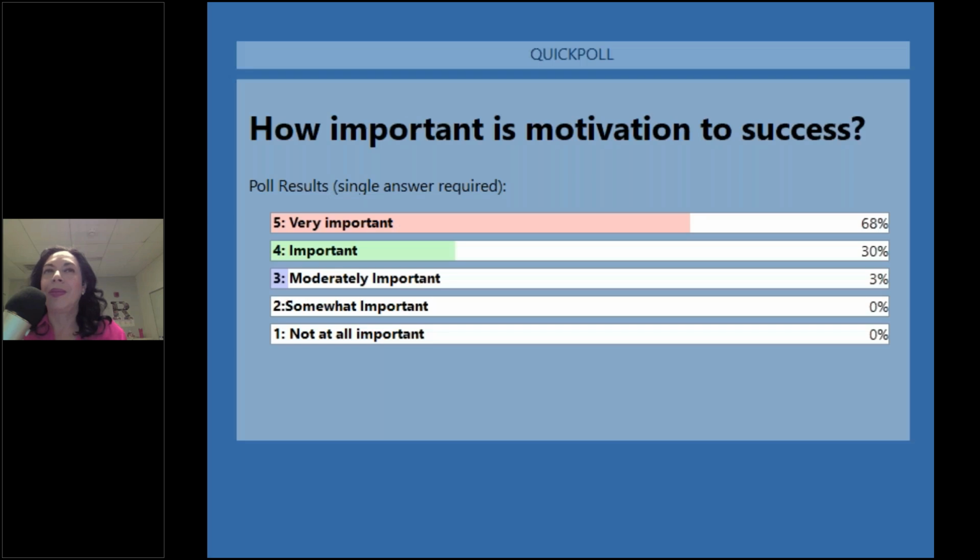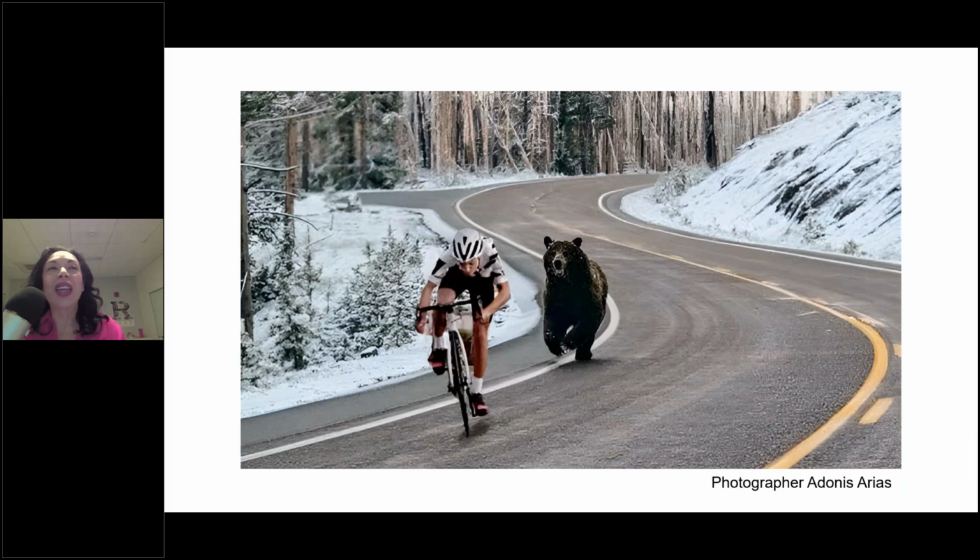All right, so this is really interesting. So we're seeing 68% say very important, 30% important, only 3% moderately important, and nobody picked 1 or 2. And we have a lot of people in here today. All right, sounds good. I can't see the poll, but thank you, Rachel, for running that down for us. I really appreciate it. Thank you.